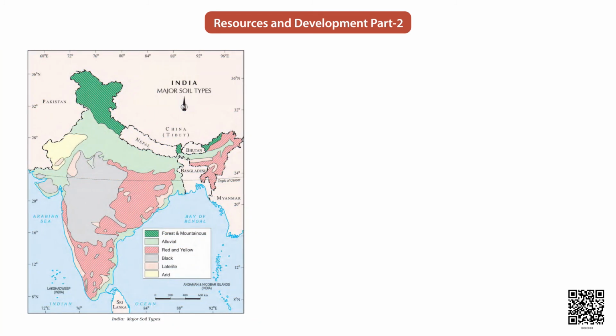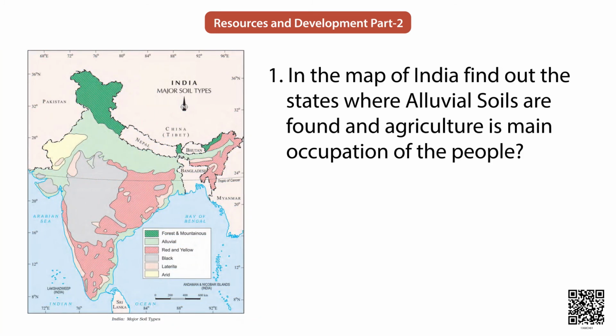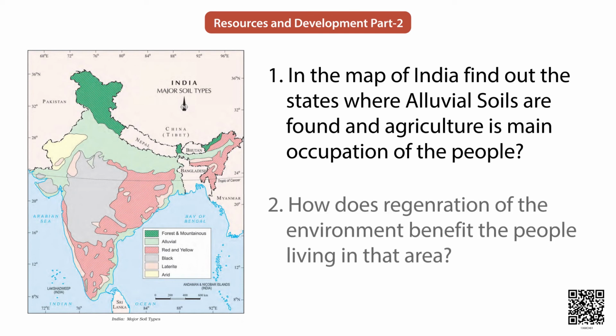Today's task for you is, in the map of India, find out the states where alluvial soils are found and agriculture is the main occupation of people. Second question is, how does regeneration of the environment benefit the people living in that area? Write your views on this.